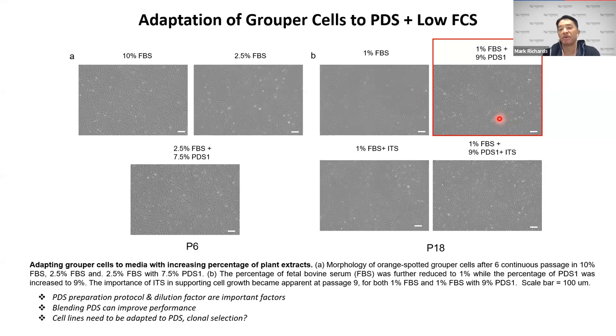So what we find important in this is that the preparation protocol of these plant serums is important, particularly the dilution factor, because we find that if the plant extract is too concentrated, the cells don't quite like it. For some reason, it could be because of the anti-nutrient content or something inside. So the dilution factor is quite important, and it varies from plant extract to plant extract. Blending of these different plant extracts can improve performance overall, but ultimately, cell lines need to be adapted from serum to low serum and possibly even to no serum conditions via clonal selection in the future.